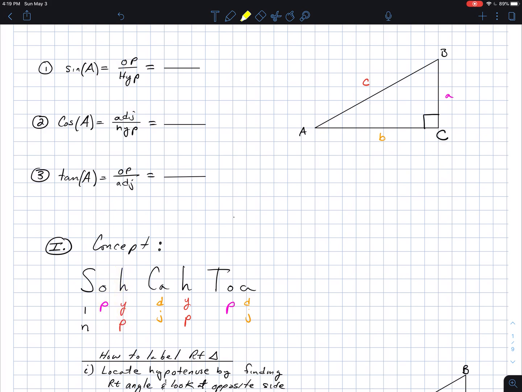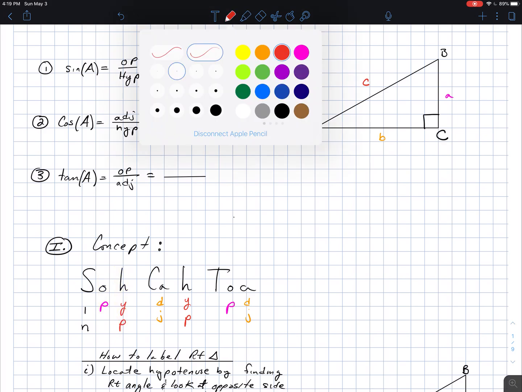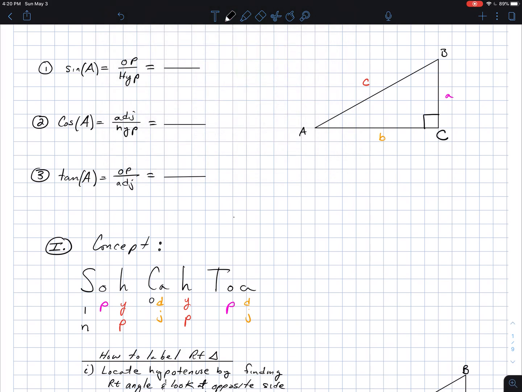The cosine, which I didn't write here, I should, is the adjacent side over the hypotenuse. And the tangent of a particular angle is the opposite divided by the adjacent, or the opposite over adjacent.